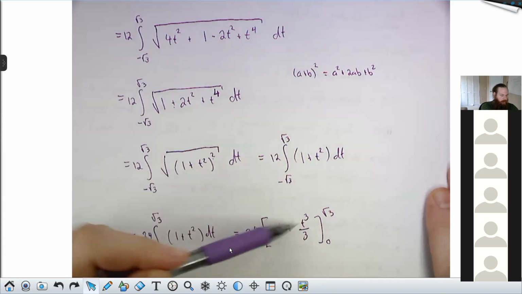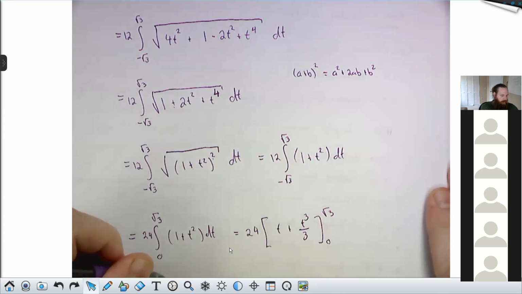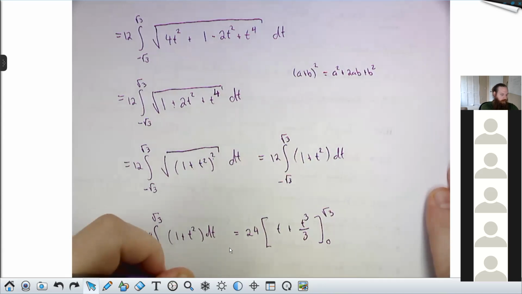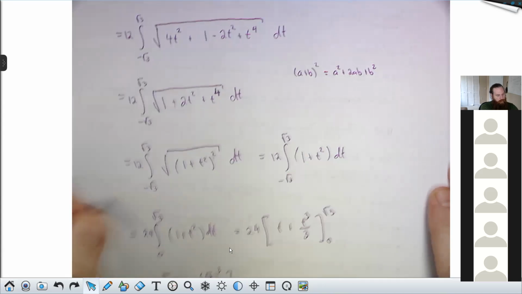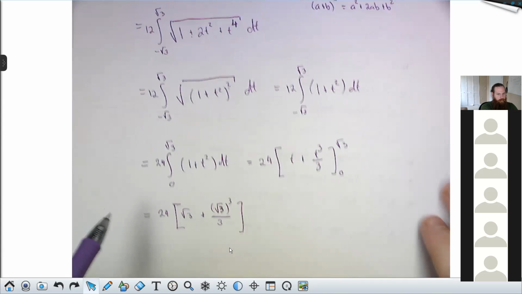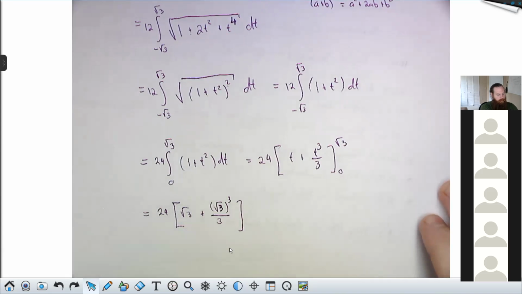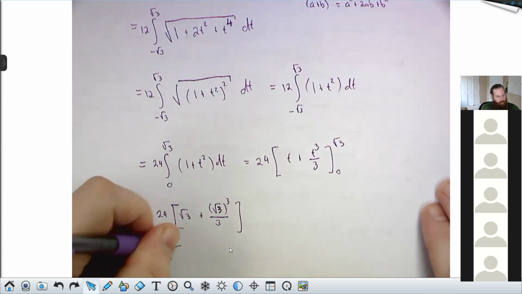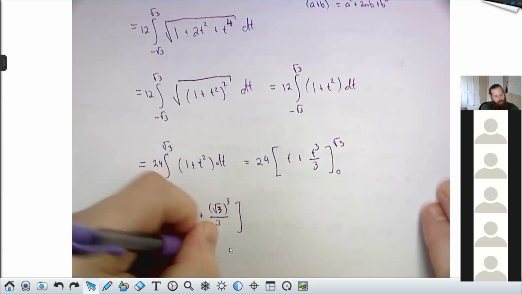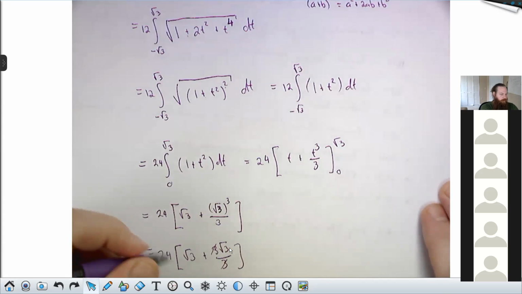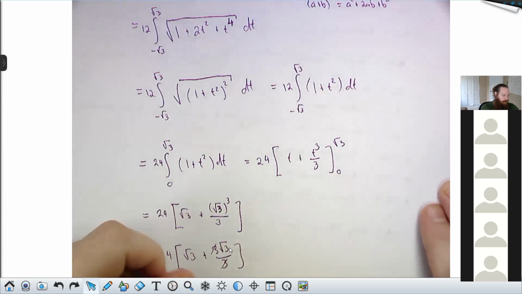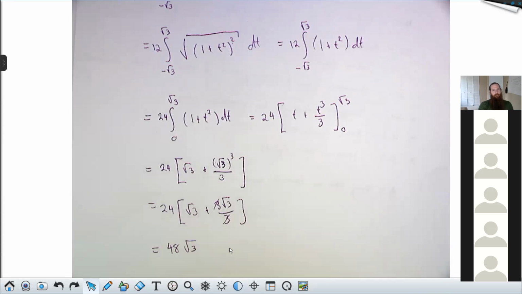At the lower bound here, I clearly get 0. At the upper bound, I get 24 times the square root of 3 plus the square root of 3 cubed over 3. And the square root of 3 cubed is 3 root 3. So this is 24 times root 3 plus 3 root 3 over 3. You can cancel the 3's. And you get 24 times root 3 plus root 3. That's 48 square roots of 3. So the trick here is getting the graph first.